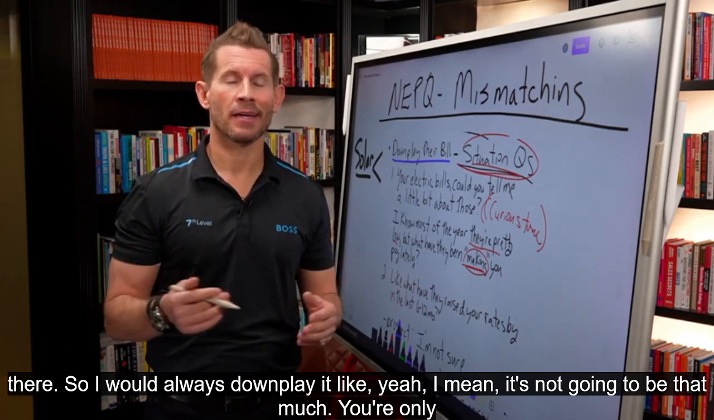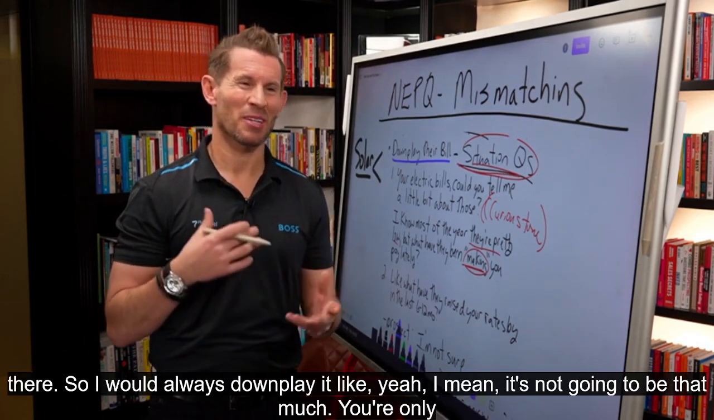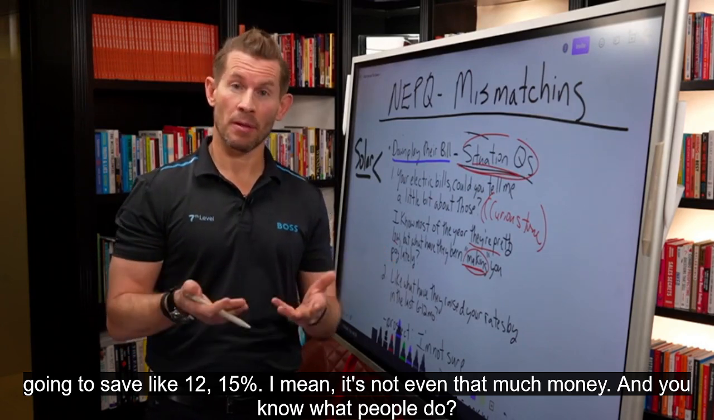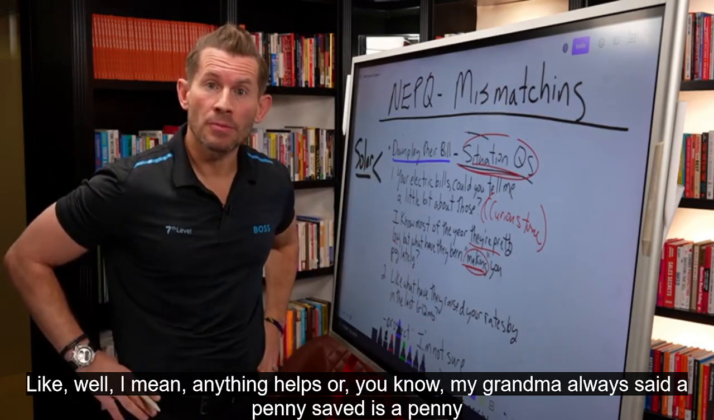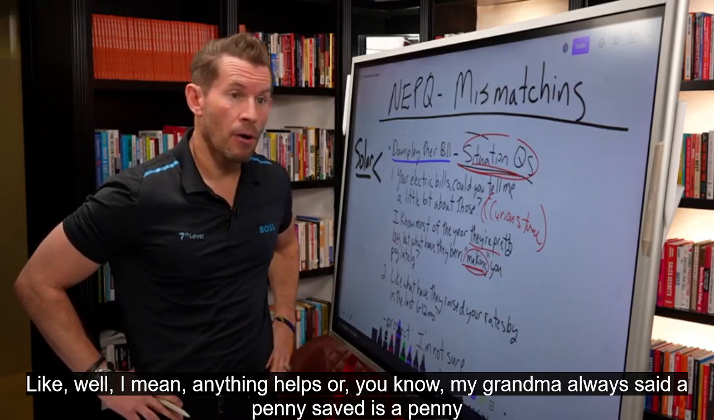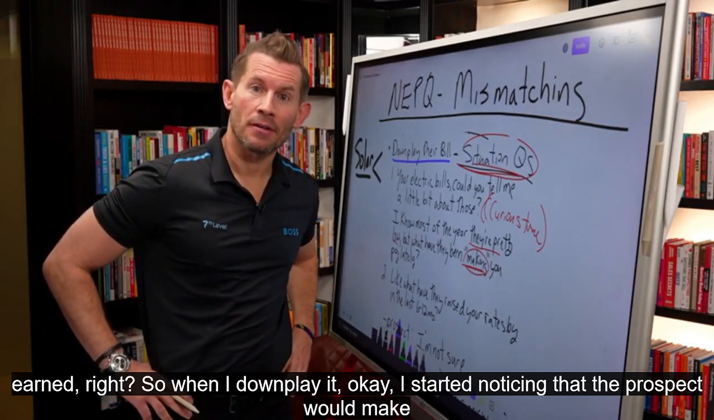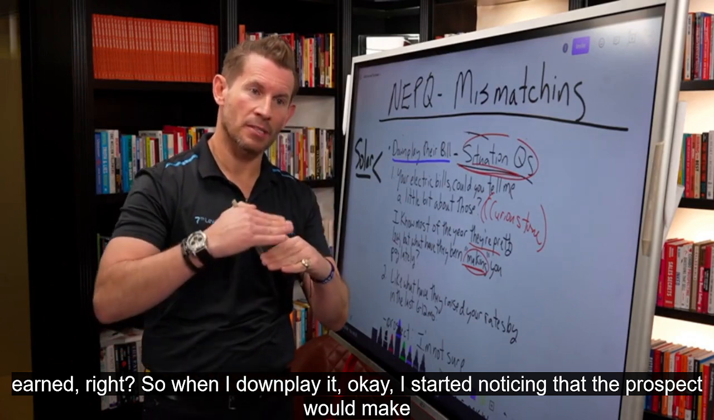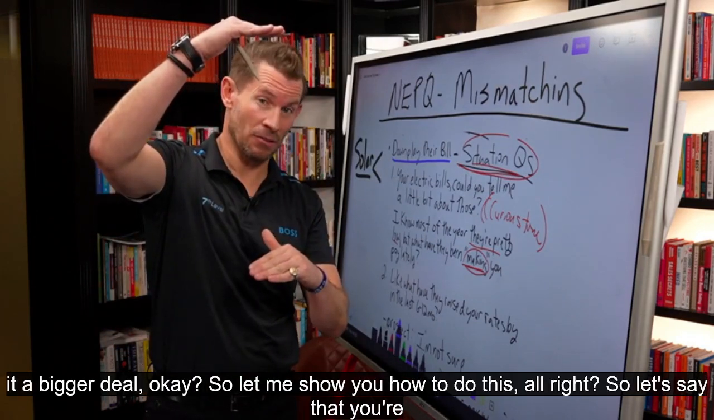So I would always downplay, like, yeah, I mean, it's not gonna be that much. You're only gonna save like 12, 15%. I mean, it's not even that much money. And you know what people do? Like, well, I mean, anything helps. Or, my grandma always said a penny saved is a penny earned, right? So when I downplay it, I started noticing that the prospect would make it a bigger deal, okay?